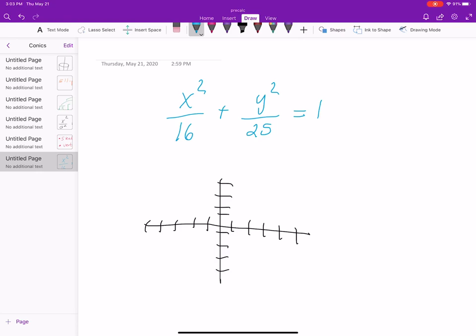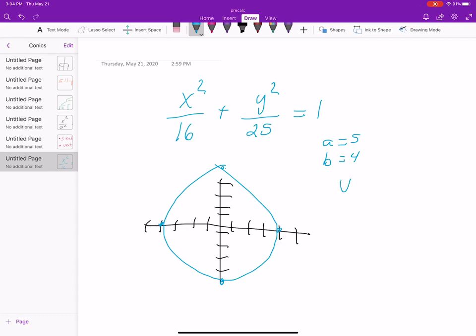Again, a is the bigger number. a squared is 25, so a is 5. And I know that b has to be 4. So 5 on the y, so I'm going to go 1, 2, 3, 4, 5 on that, 1, 2, 3, 4, 5 on that. 4 on the x, 4 on the x, and then I'm going to make my ellipse. Oops, missed it, undershot that one. Let's try that again. And boom, kind of got it. So there's my ellipse, all right?